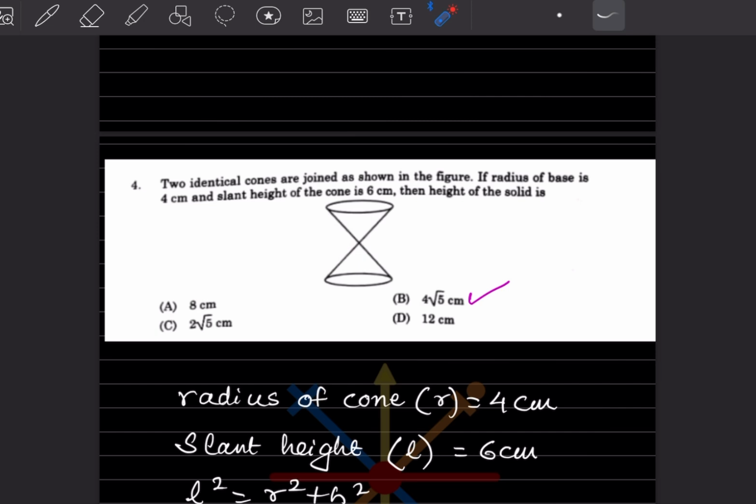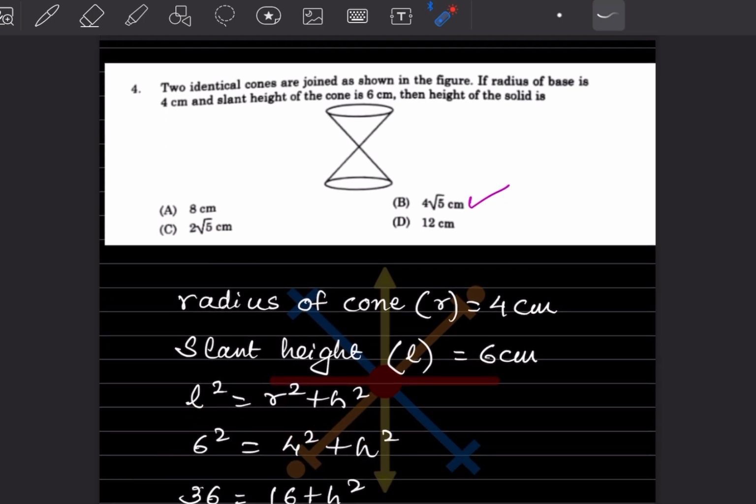Two identical cones are joined as shown in the figure. If the radius of the base is 4 cm and the slant height of the cone is 6 cm, the height of the solid is what? So these are the two cones, they are joined together. The radius of the cone is given as 4 cm, and the slant height, we can write this as L, that is 6. So we have the formula: the slant height squared is equal to the radius squared plus the height squared. The slant height is given, that is 6. The radius is given as 4, we will take the square of it.